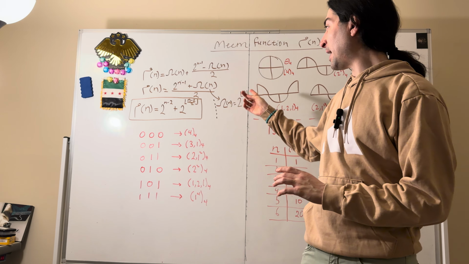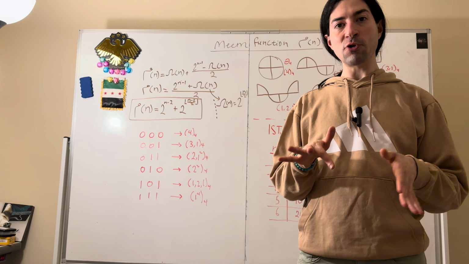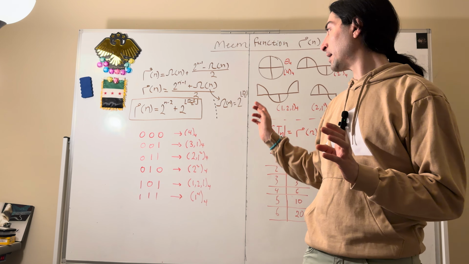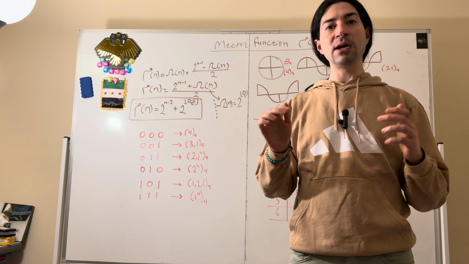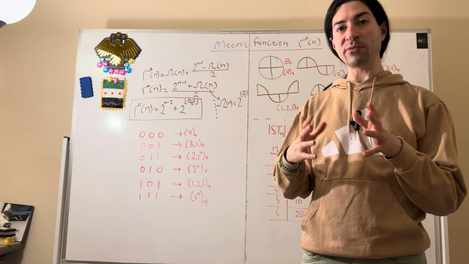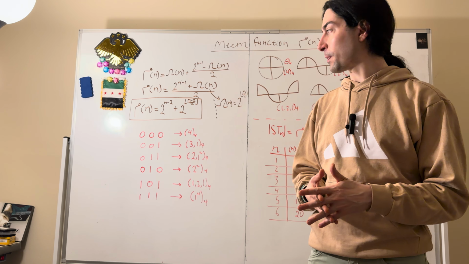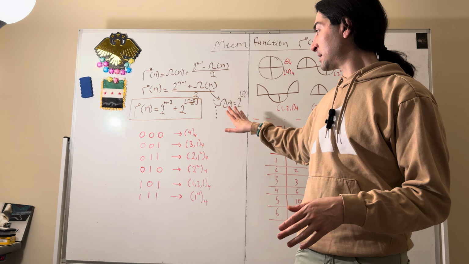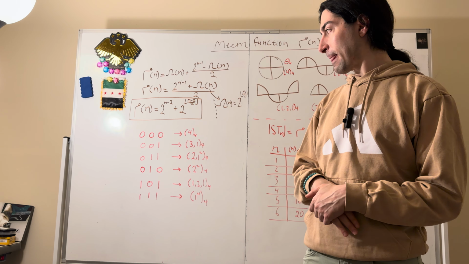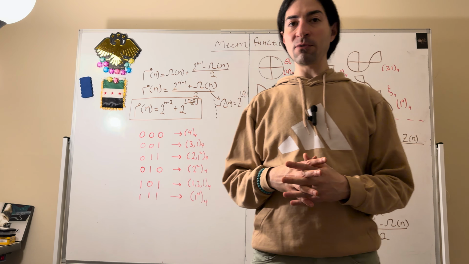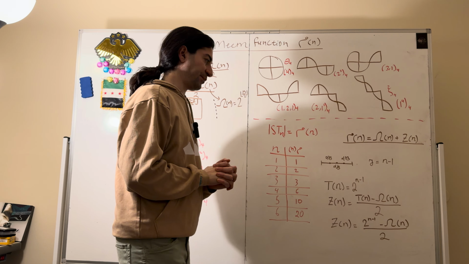So if n is 4, 4 over 2 gives us 2. We're fine. If n is 5, we say 5 over 2 is 2.5. We round it down to 2. So this gives us the omega of n. Now let's try to figure out z of n.